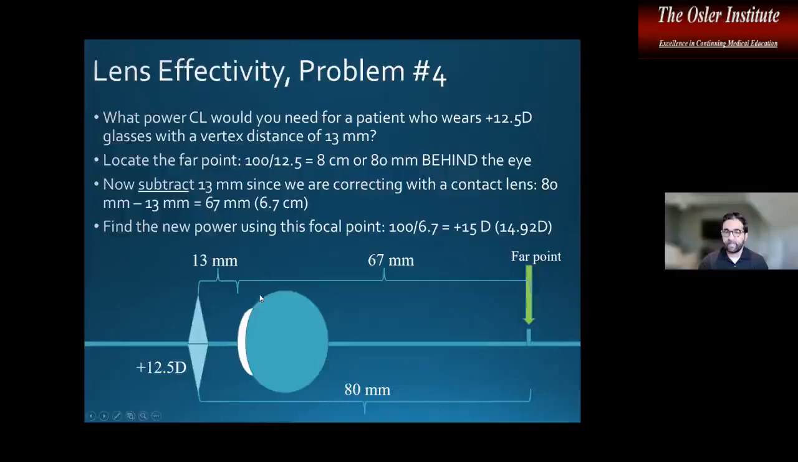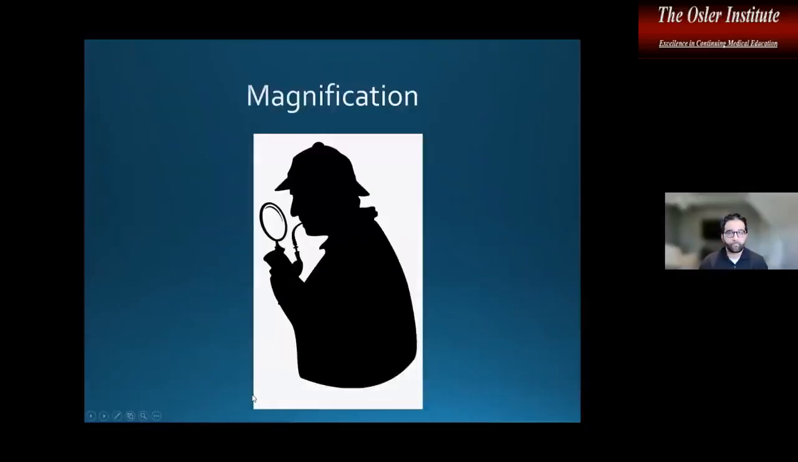We're going to round up and say that this patient is going to need a 15 diopter contact lens. And again, that makes sense because if they're wearing 12.5 in their glasses, they're going to need more power in the contact lens, and that's where we get the 15. Okay. Any questions here?